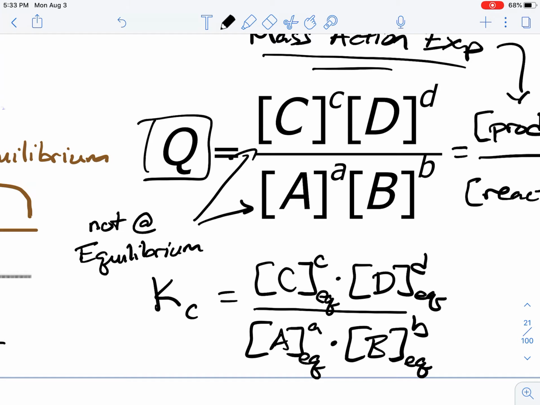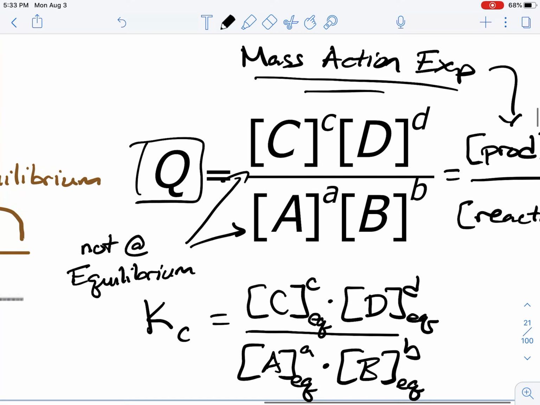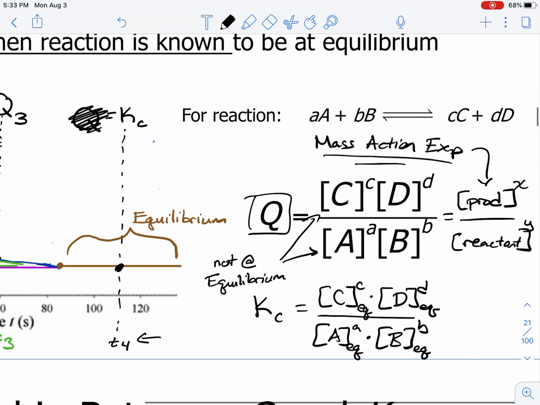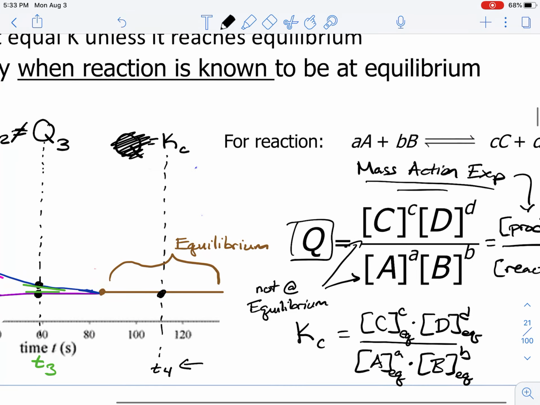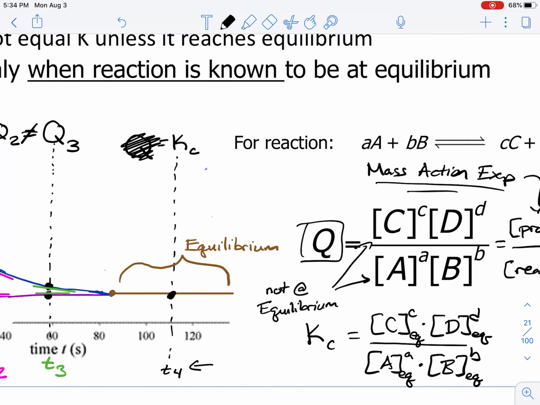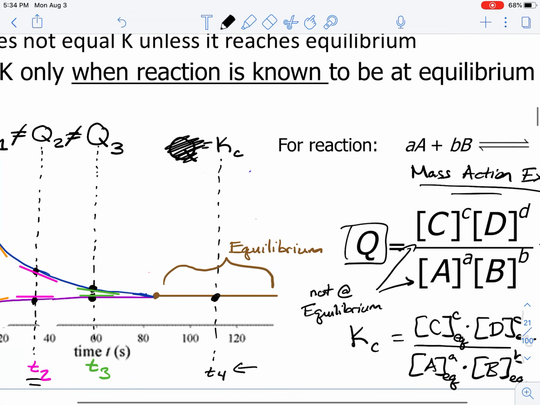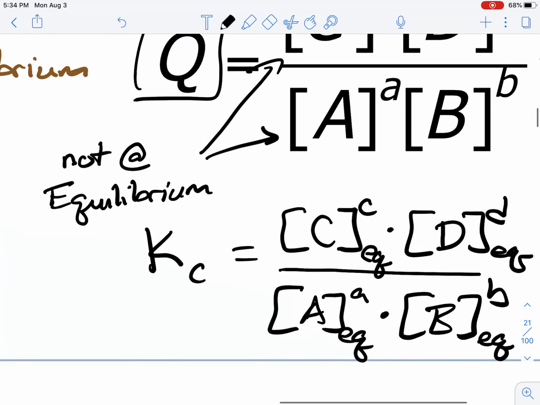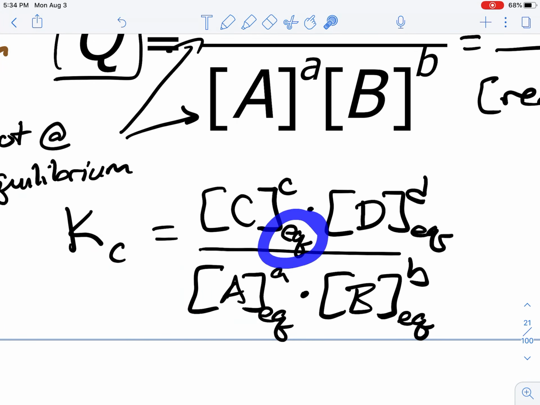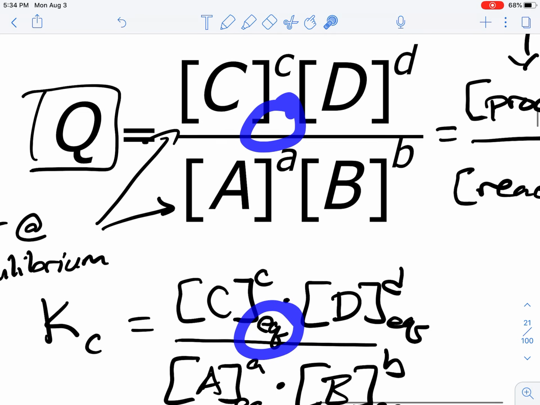Okay. And so that's really the difference between the mass action expression for the reaction quotient and the mass action expression for the equilibrium constant. Just the concentrations for the reaction quotient do not represent the equilibrium concentrations. They could if Q equals Kc, but they might not. So we're just going to leave that blank. In other words, we're not going to write this subscript EQ for the concentration.